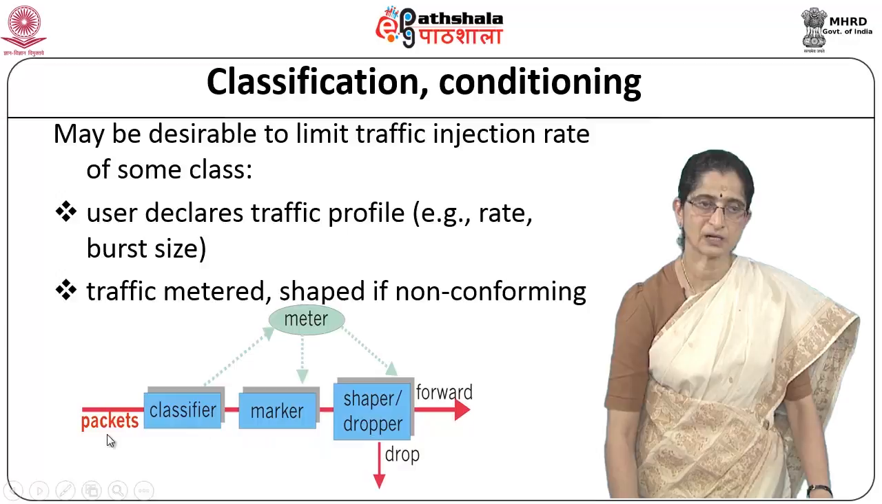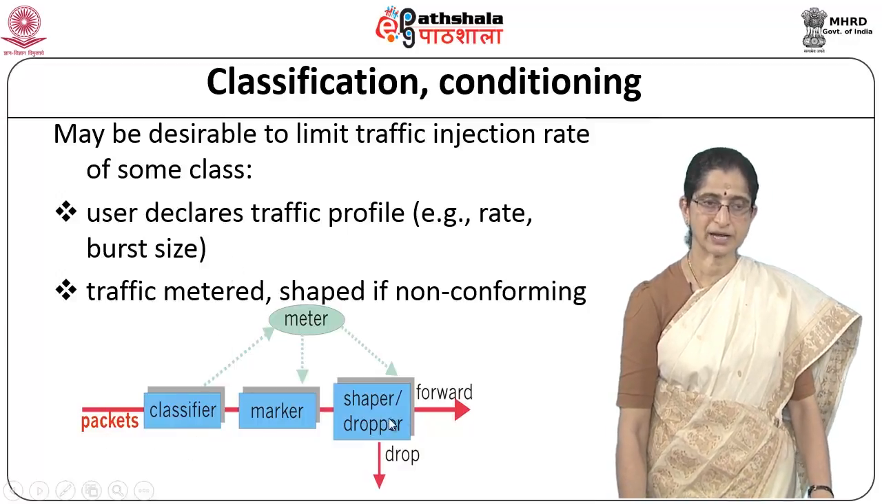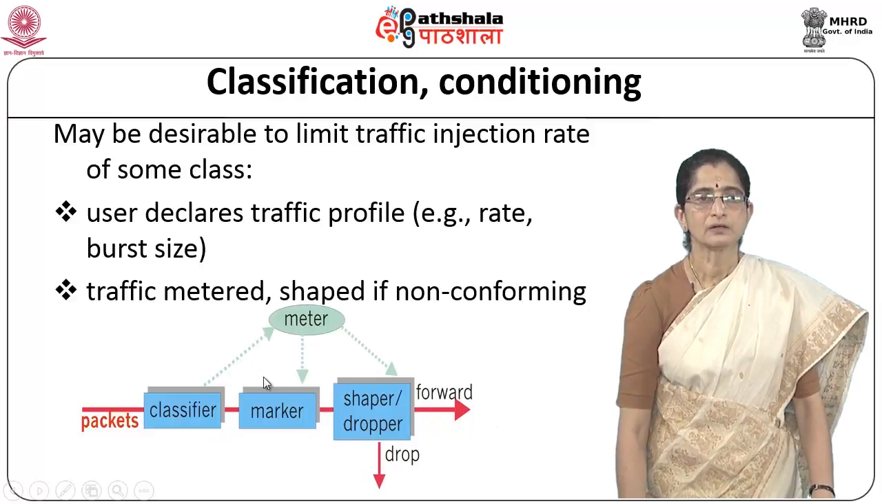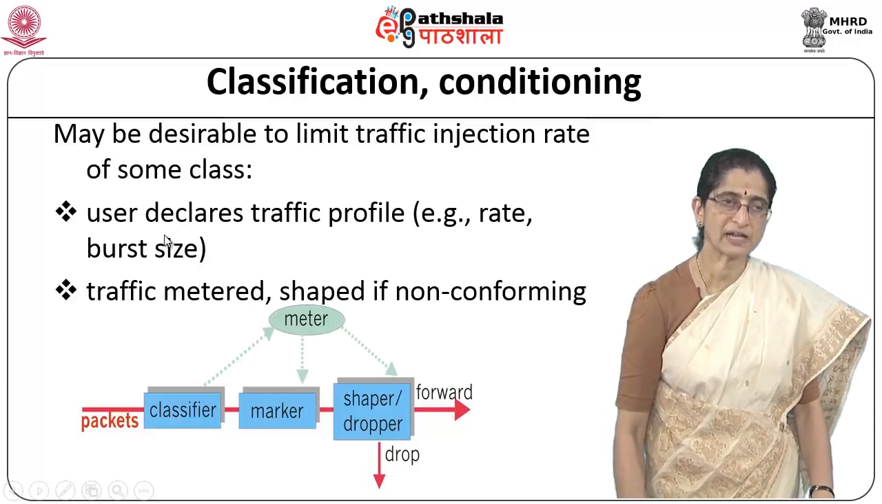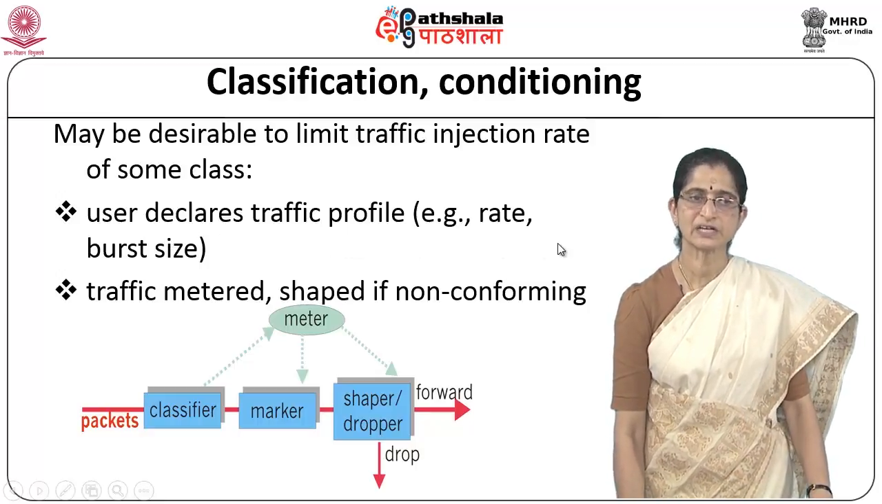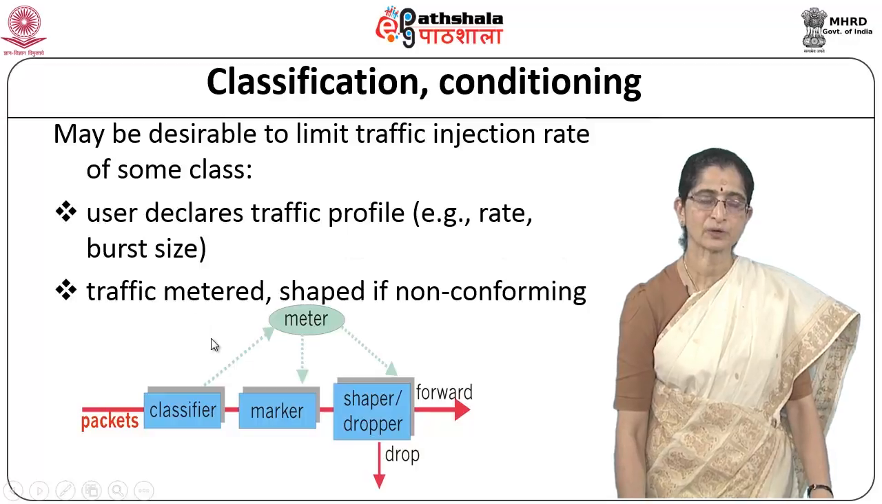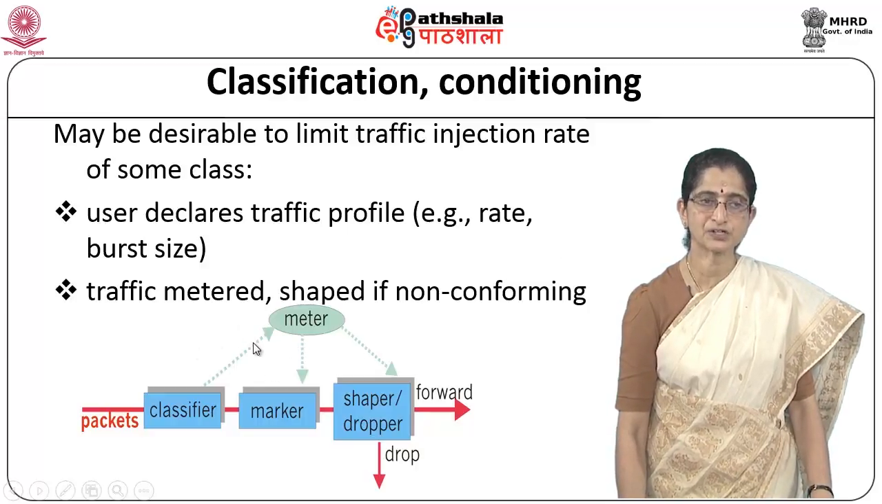So packets which come in have to be classified, marked, shaped, dropped, and so on. Okay, now how do you specify this traffic? The user will have to declare what its traffic profile is going to be. Again, it can be specified in terms of rate, burst size, and so on. Okay, and what we do here is at the edge routers, we do a function called metering the traffic.